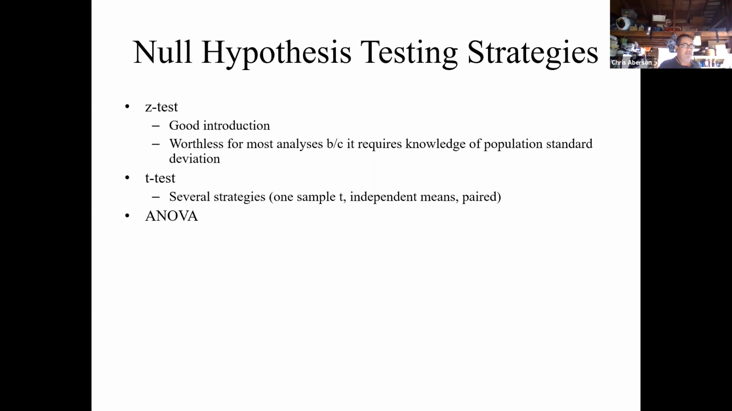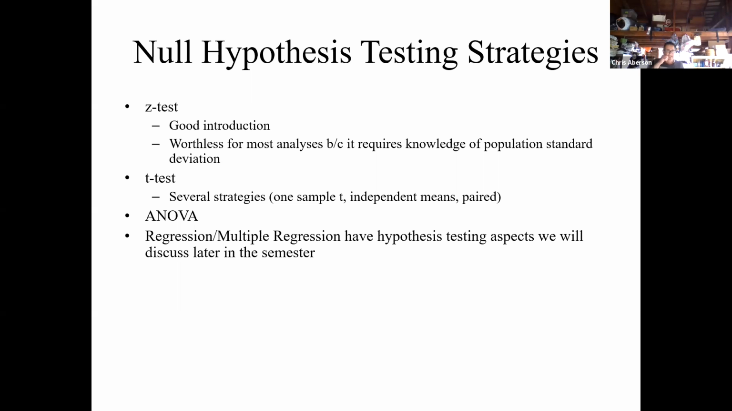Then we'll get into something called ANOVA, one of the biggest topics in the class. You can take an entire course on ANOVA if you want. In fact, next semester, I'm teaching an entire course on analysis of variance. That's how large a topic it is. Actually, regression, multiple regression, correlation, those all have hypothesis testing aspects in them that we'll circle back to. But there's a hypothesis testing approaches built in there. And then the final topic that we talk about in this class, chi-square, another hypothesis testing approach.